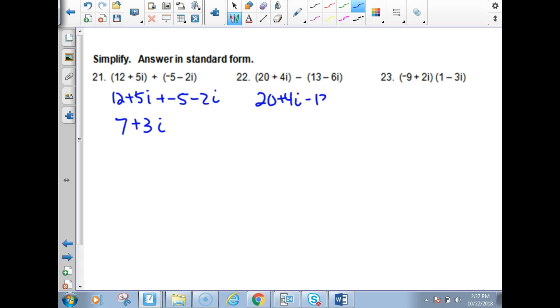Now, this next one we're going to have to be careful because we have to distribute the minus sign. So it's going to be minus 13 plus 6i. 20 minus 13 would be 7, and 4i plus 6i would be 10i.